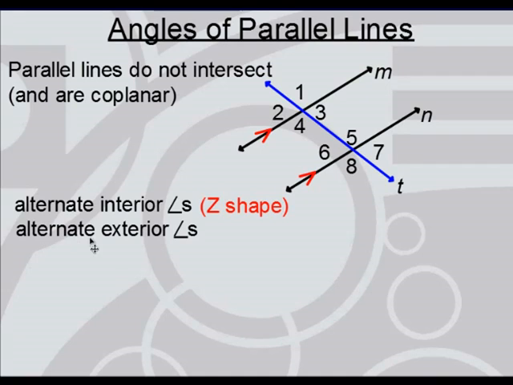Keeping with that theme, what about alternate exterior angles? Alternate exterior angles kind of follow the same logic. We have angles in the exterior, so we're talking one of these 4 paired up with another one of these 4, and on alternate sides of the transversal, so one's to the right and one's to the left.